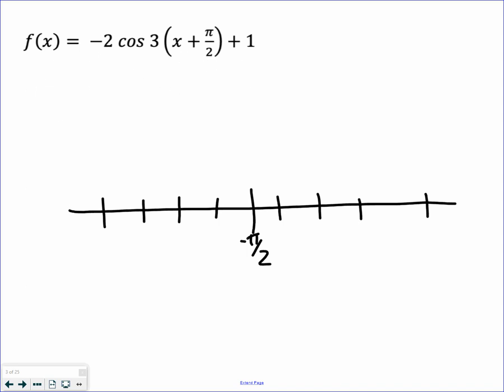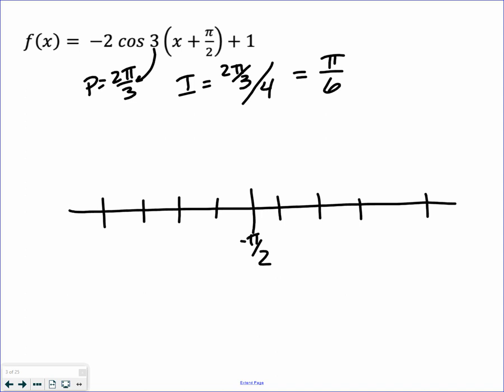Period length is normally 2 pi. In this case, it's 2 pi over 3 because there's a value being multiplied. So for the increment, I take the period length and divide by 4. So that becomes pi over 6. Those of you that are fractionally challenged are really not going to like this one. So I'm going to add pi over 6 to the right, and I'm going to subtract pi over 6 to the left.